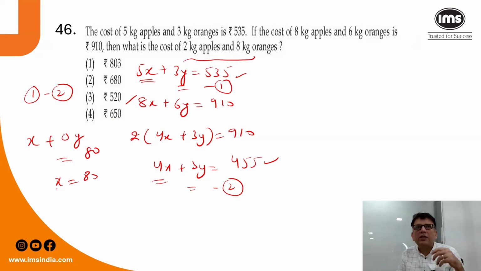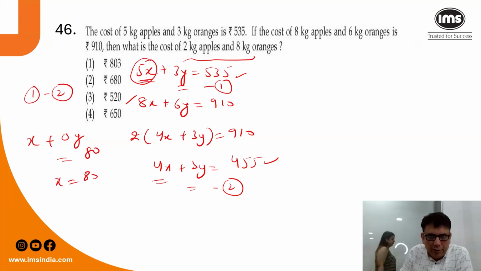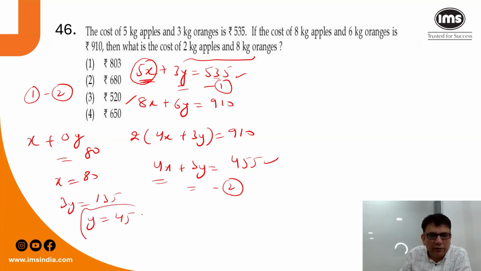So the cost of 1 kg of apple is 80. Orange, if I multiply this 5x, 5 into it is 400. So let me put the value of x in the first equation. 5 into 80, 400, 535 minus 400 is 135. 3y is equal to 135, or y is equal to 45.